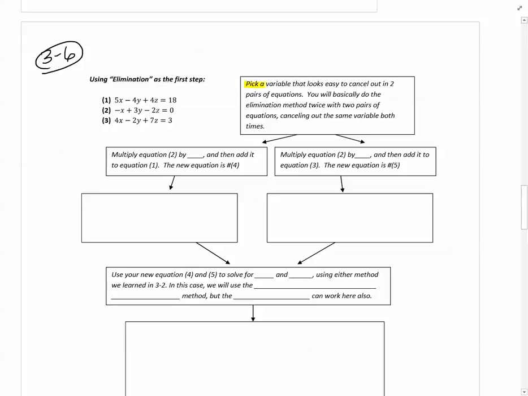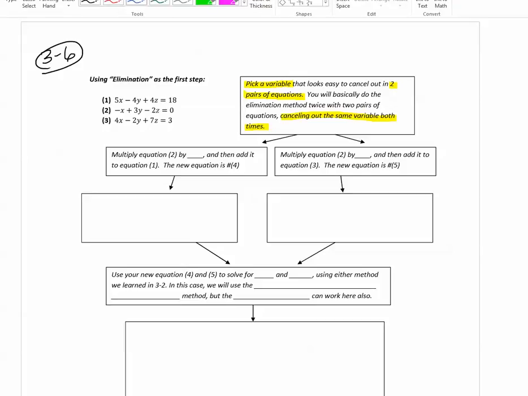You're going to pick a variable, any one, that looks easy to cancel out in two pairs of equations. So you have three equations, you're going to pair them up twice. You're just going to look at a pair at a time. You'll basically do the elimination method with two pairs of equations, and here's a key idea: by canceling out the same variable both times.